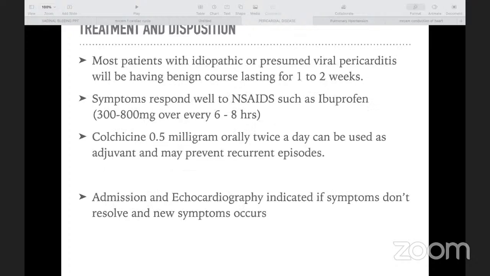Now, treatment and disposition. The patients with idiopathic, presumed viral pericarditis will be having a benign course lasting for 1 to 2 weeks, and symptoms will respond well to NSAIDs such as ibuprofen. And colchicine 0.5 milligram orally twice a day can be used as an adjuvant. Admission and echocardiography are indicated if the symptoms worsen or do not relieve. So if these symptoms are not relieving, or if it's worsening, we have to advise admission and further echocardiography and management.